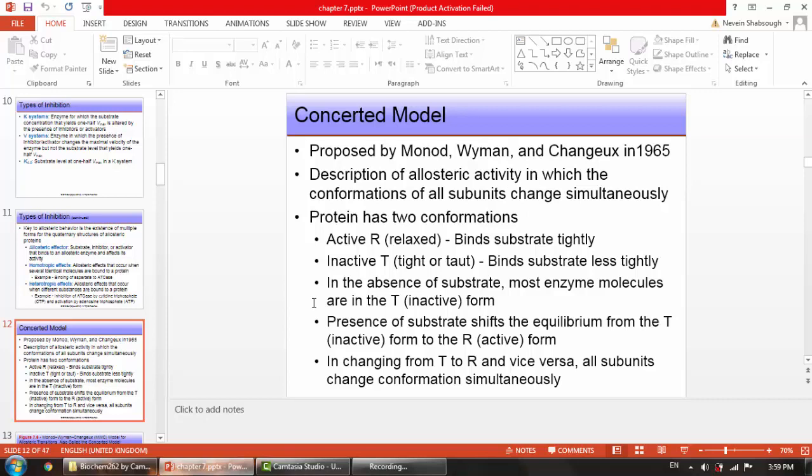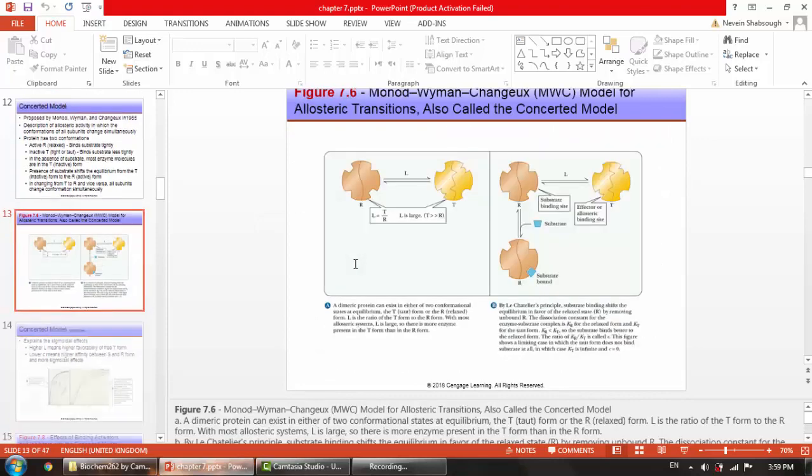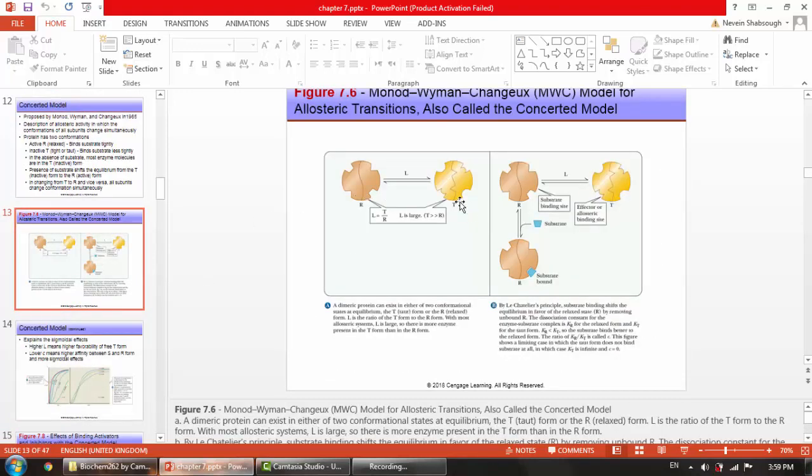Now, in this model, the protein assumes one of 2 conformations, the R conformation and the T conformation. These 2 exist in equilibrium with each other, and we define here something called L. L equals T divided by R, and L is assumed to be large. This is because in the absence of the substrate, most enzyme molecules are in the T state. R is for relaxed, which binds substrate tightly, and T is for tight or taut, which binds substrate less tightly.